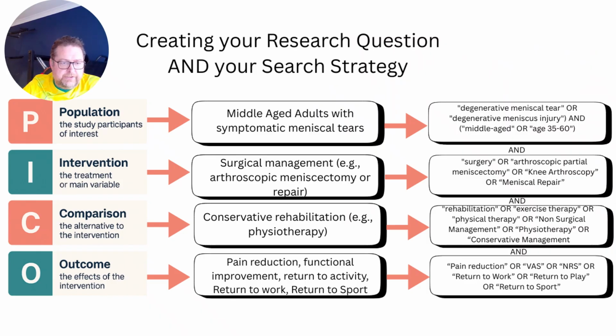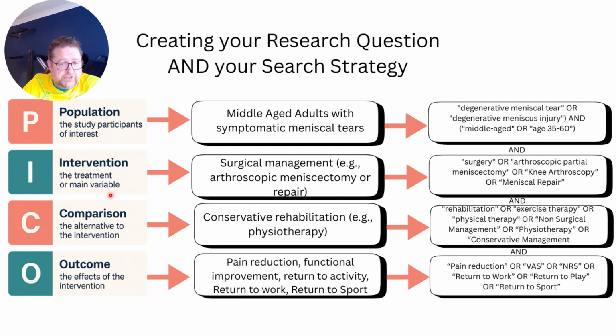So using the PICO terms, the P is for population. So in this case, middle-aged adults with symptomatic meniscal tears. Now what we need to do is come up with alternative meanings of the same words, because sometimes different search engines will only look for meniscal tears, for example, and it might be under something else. So in this case, meniscal tears could be degenerative meniscal tear or degenerative meniscal injury. Middle-aged could be obviously middle-aged or age between.